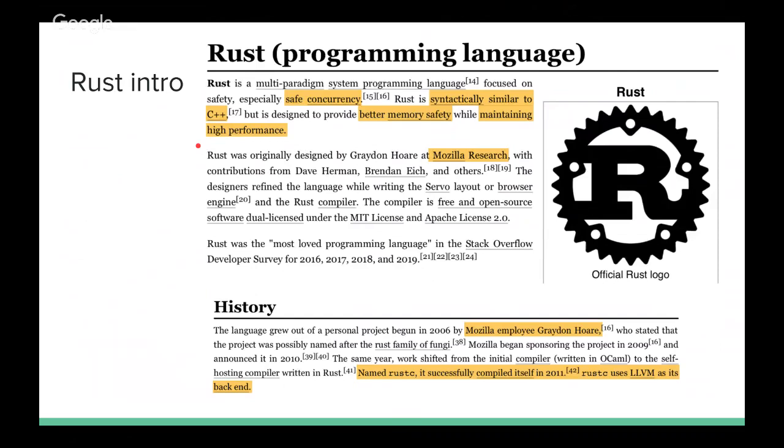So as an intro to Rust, Rust is a multi-paradigm system programming language focused on safety, especially safe concurrency, right? And you'll see traces of the safe concurrency and memory safety all along the description in Wikipedia. It is syntactically similar to C++ and C, but it is designed to provide better memory safety while maintaining high performance, right? So C and C++ are both the languages historically with which most of the heavy coding has happened when performance is the number 1 request.